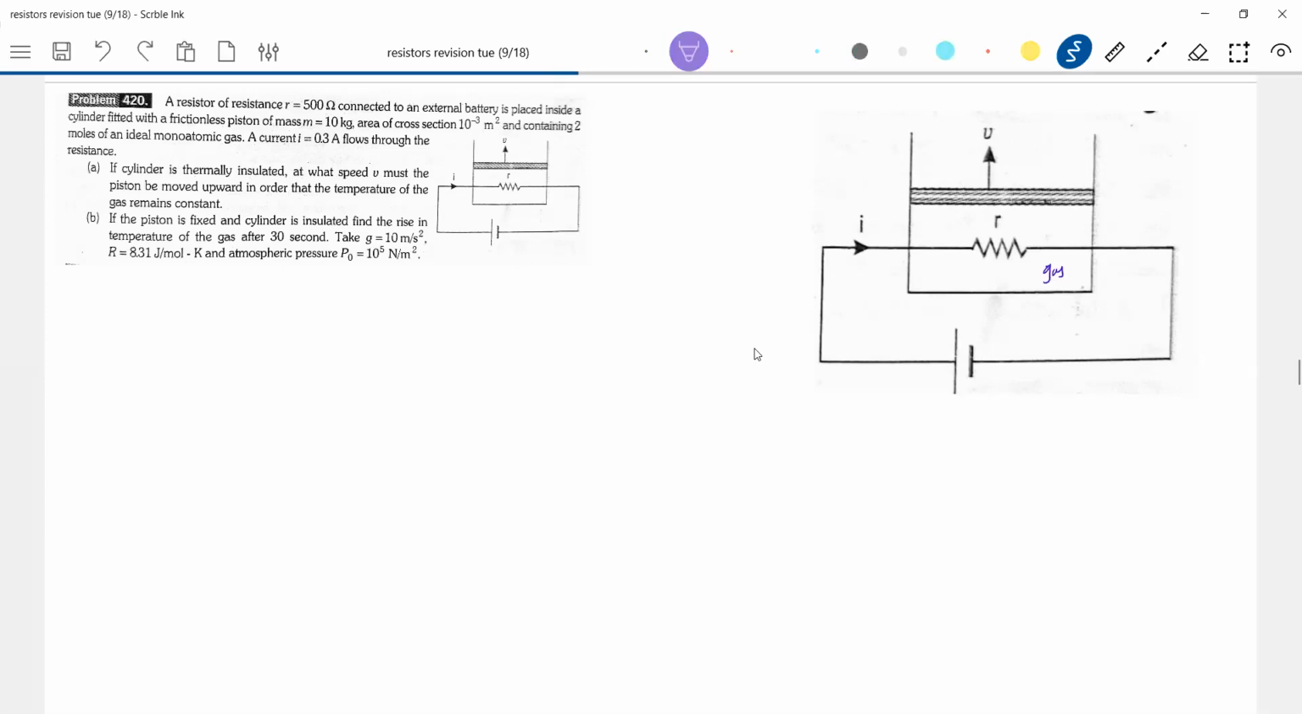If the cylinder is thermally insulated, at what speed V must the piston be moved upward in order that the temperature of the gas remains constant?